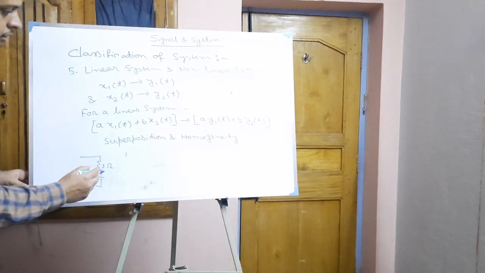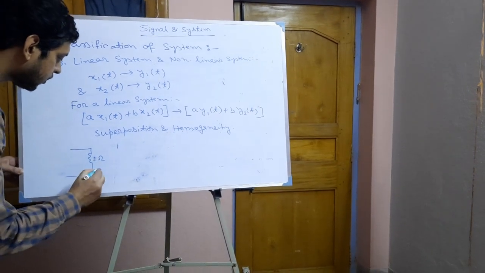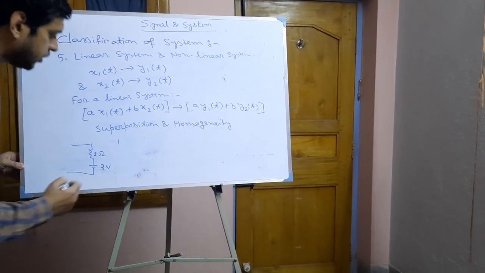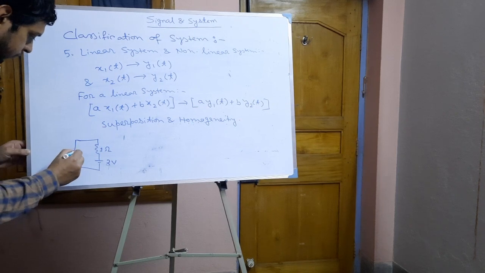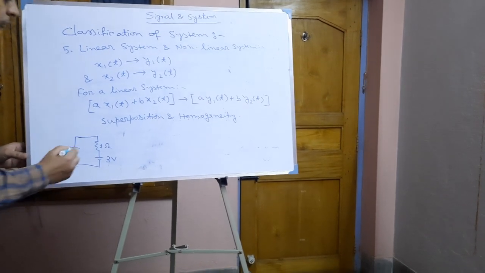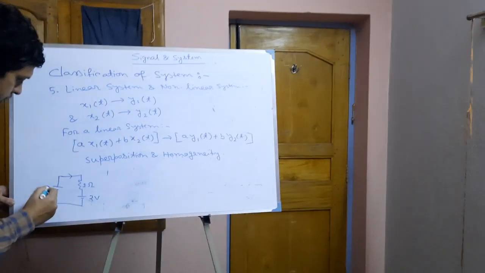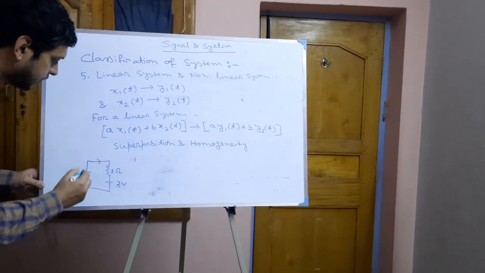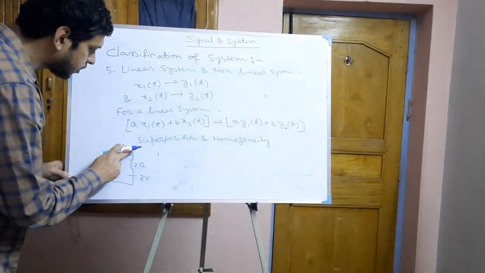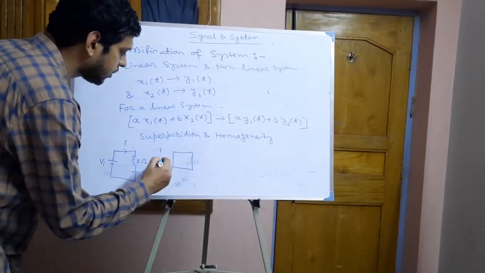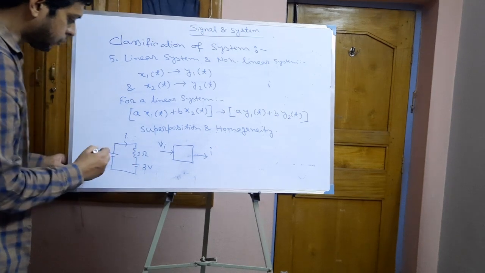Now, although resistance is a linear element, if 1 ohm resistance is in series with a 2-volt battery, then will it be a linear network or non-linear? The answer is this is a non-linear network, because say this is the input voltage Vi and this is the current, and this current is the response and this is the input or excitation.